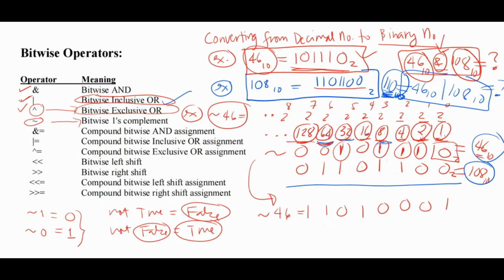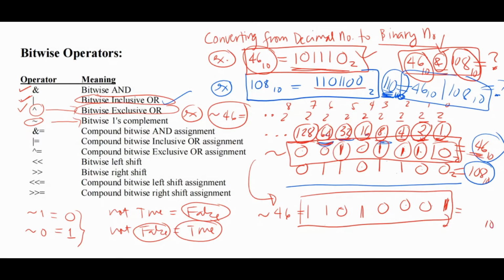So since this is the binary value of 46 base 10, the not of 46 is getting the bitwise ones complement of each bit. As you can see here, 0 becomes 1, 0 becomes 1, 1 becomes 0, 0 becomes 1, the 1s here become 0, 0, 0, and the 0 here becomes 1. If we convert this to decimal number base 10, what would be the value?